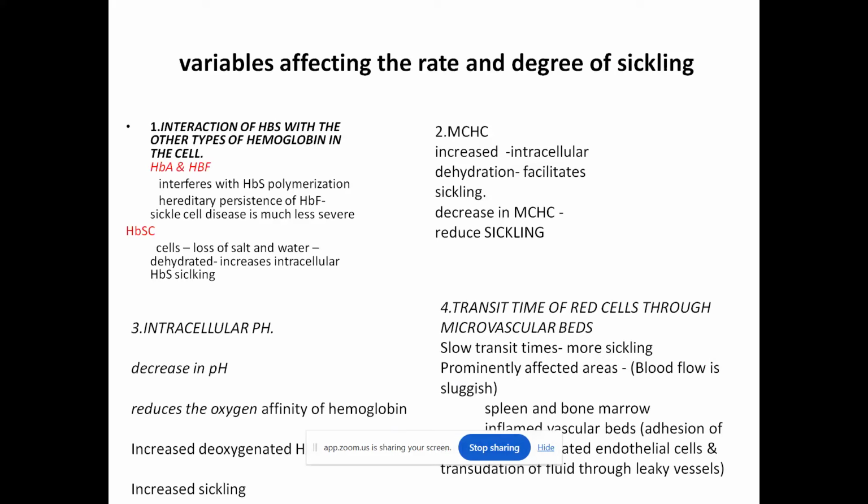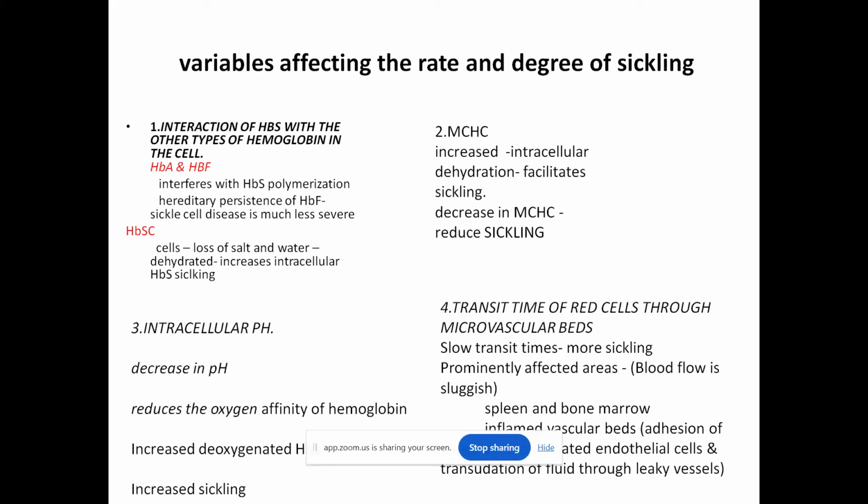So what are the factors which produce the sickling? If the patient has normal HbA or normal HbF along with the HbS, it will interfere with the HbS polymerization. It will block the polymerization of the HbS. So the normal HbA and HbF will reduce the sickling. But if the patient has HbS along with HbC, it will produce more sickling. And if the red cells have an increased MCHC, that is mean corpuscular hemoglobin concentration, there will be an increase in the sickling.